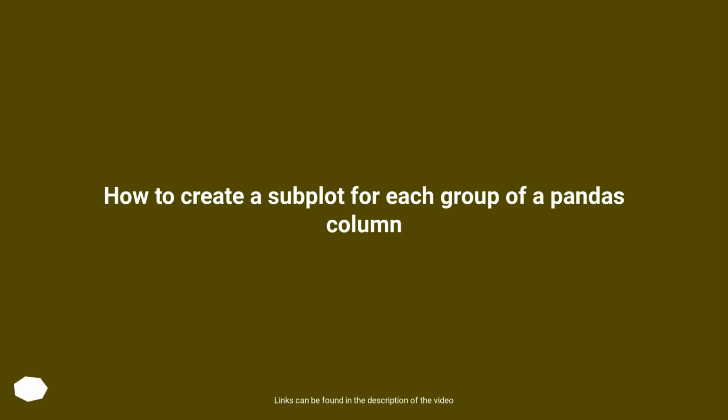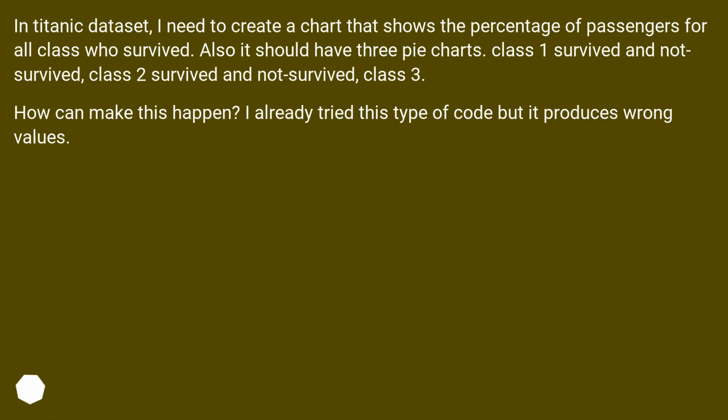How to create a subplot for each group of a pandas column. In the Titanic dataset, I need to create a chart that shows the percentage of passengers for all classes who survived. Also, it should have 3 pie charts: Class 1 survived and not survived, Class 2 survived and not survived, Class 3. How can I make this happen?